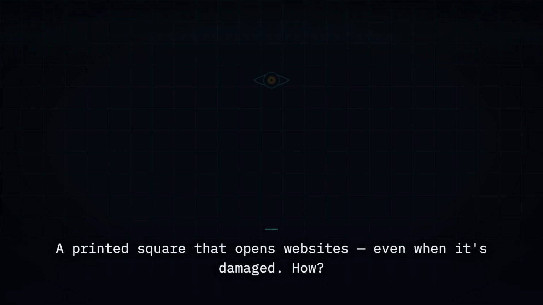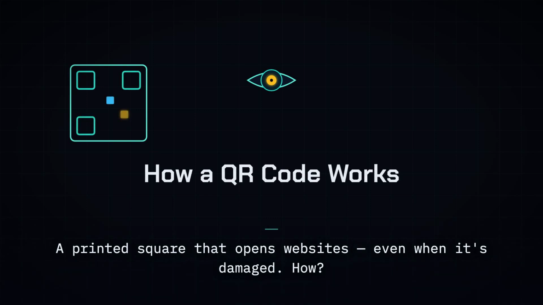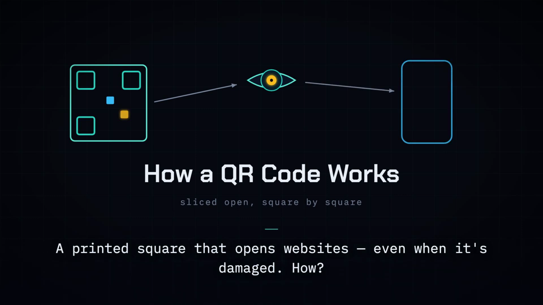Point a camera at a small square of black and white boxes and a website opens. No typing, no wires. The whole message is sitting right there, printed on paper in plain sight. A QR code can be torn, smudged, even partly covered, and it still works. How? Today we slice one open, square by square, and read it the way your phone does.